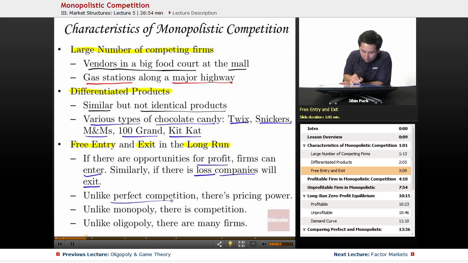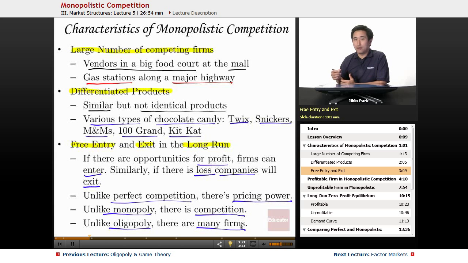So unlike perfect competition, there's pricing power. So if you're monopolistically competitive, you can actually control some price. And unlike a monopoly, there is competition. You're not the only one. So even though you have pricing control, you're subject to competition, unlike in a monopoly. And unlike an oligopoly, there are many firms. So once again, the monopolistically competitive market is going to be similar to certain aspects of monopoly, but different in a lot of regards. Similar to some aspects of oligopoly and perfect competition, but different in other regards.